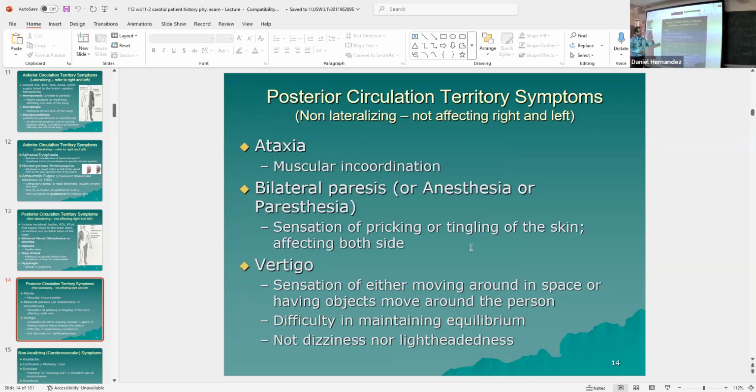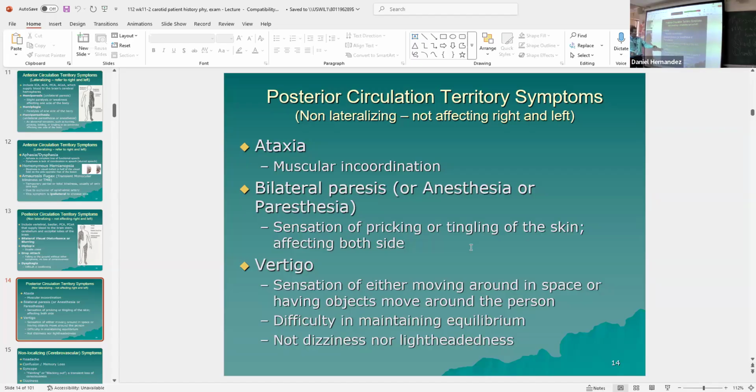Ataxia is muscular incoordination. So someone who has ataxia, if you asked them, all right, touch your finger to your nose, they're going all over their face. They can't control their muscle coordination. They can't do something like that. Reach out and grab this pen. That would also cause them to have an abnormal gait. So if they're walking, they're walking all funny. They have an abnormal gait because they can't control their muscle coordination.